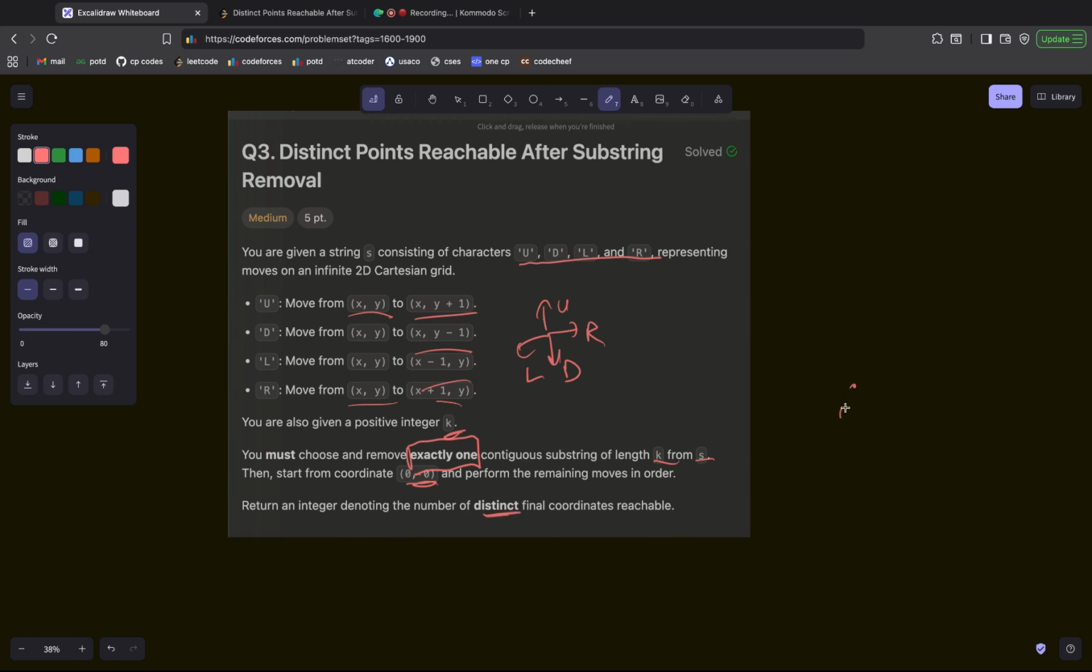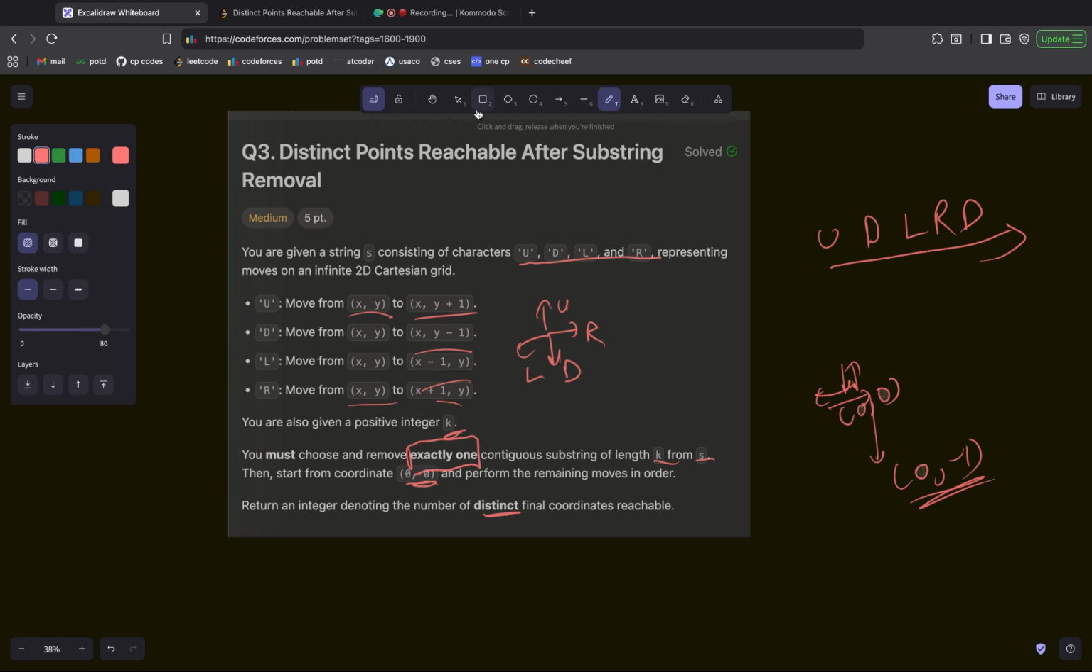So what this question says is that you start at 0, 0. If you have something like U, D, L, R, D and you do these 5 instructions, you will go up, then come down, go left, come right, and then go down. So you will land at 0, minus 1. This would be your final coordinate.